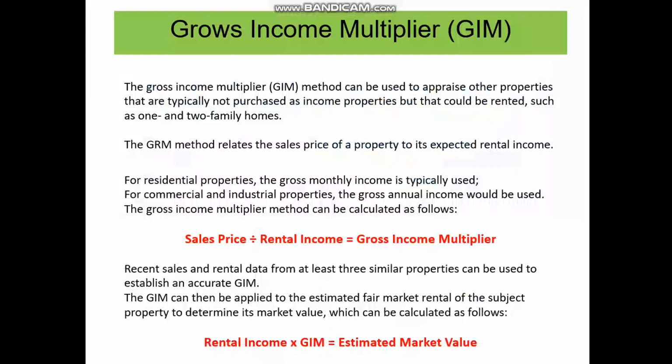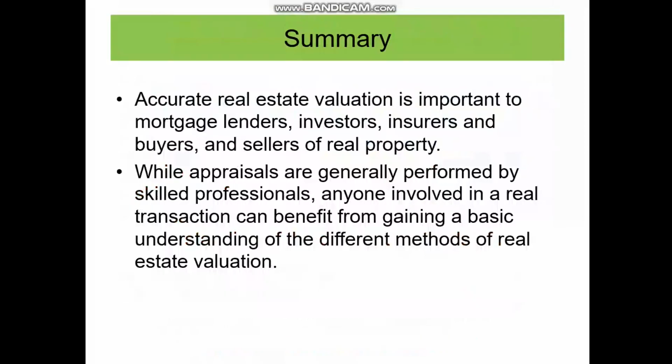Okay. So recent sales and rental data from at least 3 similar properties can be used to establish an accurate GIM. Okay. So the GIM can then be applied to the estimated fair market rental of the subject property to determine its market value, which can be calculated as follows. Rental income times GIM. Okay. Then we can get an estimated market value. So I think that's all.